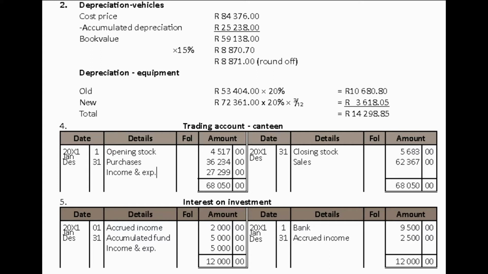The next adjustment is number 4, stock on hand in the canteen. That is easy. You credit your closing stock and you debit your trading stock canteen, 5683. Open yourself that account, the trading stock account for the canteen, and also your closing stock, 4683, and you credit closing stock.